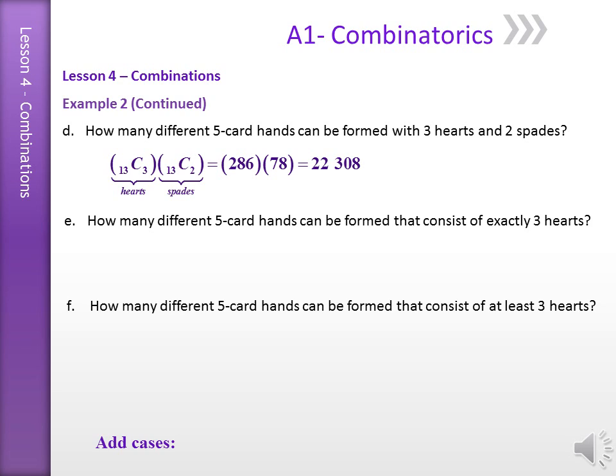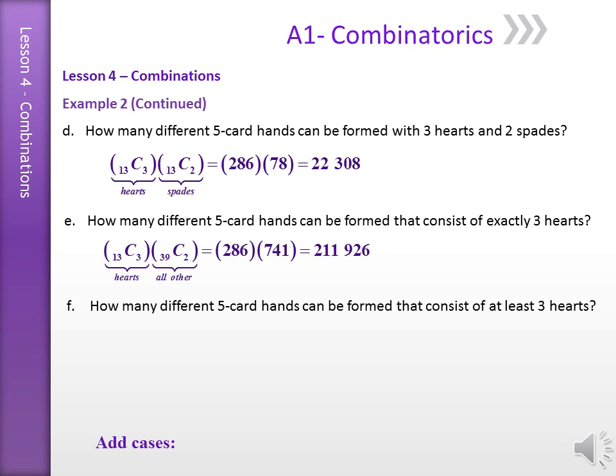Part E. How many different 5-card hands can be formed that consist of exactly 3 hearts? We need to choose 3 hearts from the 13 possible hearts, and for the remaining 2 cards, we need to choose from the non-hearts. Those are the spades, diamonds, and clubs. There are 39 of these. So, 13 choose 3 times 39 choose 2 equals 286 times 741, which gives us 211,926.